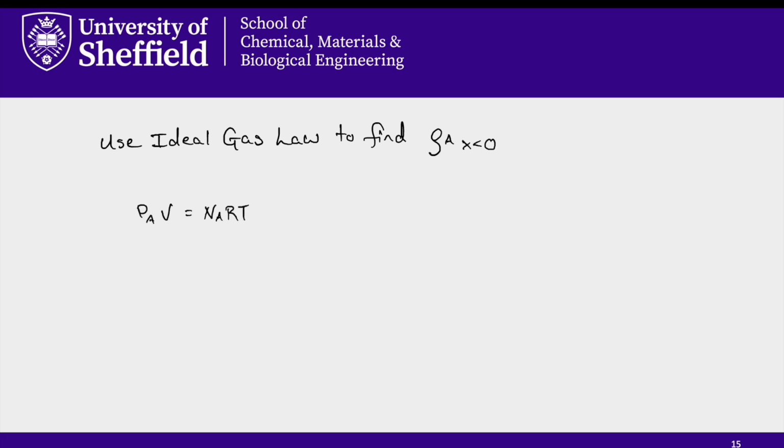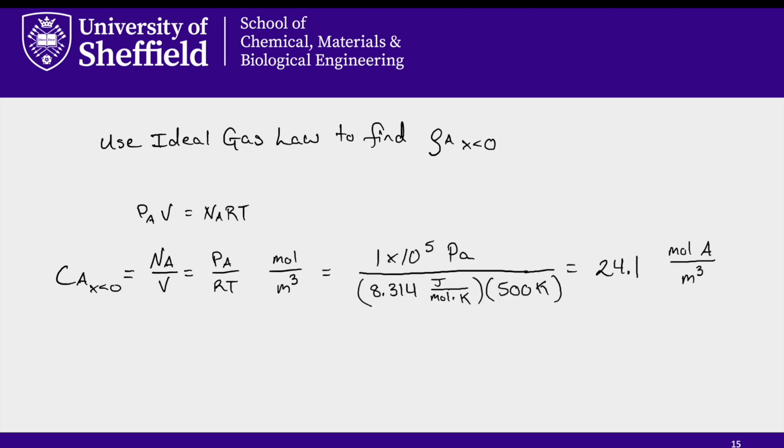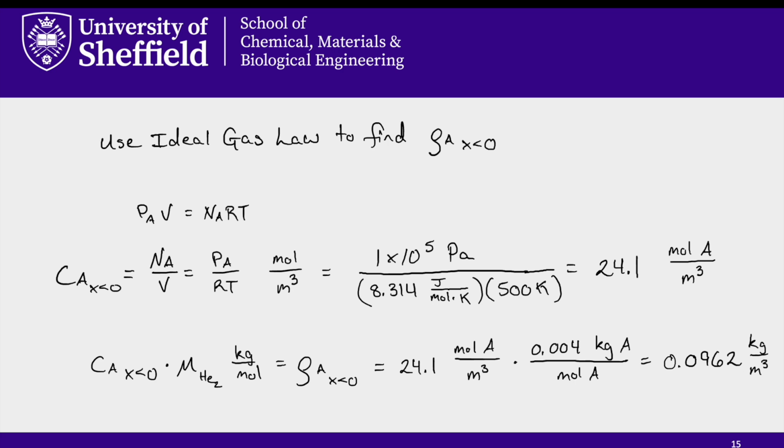And so we have the partial pressure of A, and what we need is the concentration of A. And so that's just the moles per volume. So we rearrange the gas law, and we have the partial pressure of A. We know what the ideal gas constant is, and we're given the temperature, and this is why we're given the temperature. So if we plug in those numbers, we get that the concentration of A just outside the glass is 24.1 moles per meter cubed. Now, to get this to a density, we just multiply by the molar mass of helium, which is about 4 grams per mole, and that gives us the density of A just outside the glass.